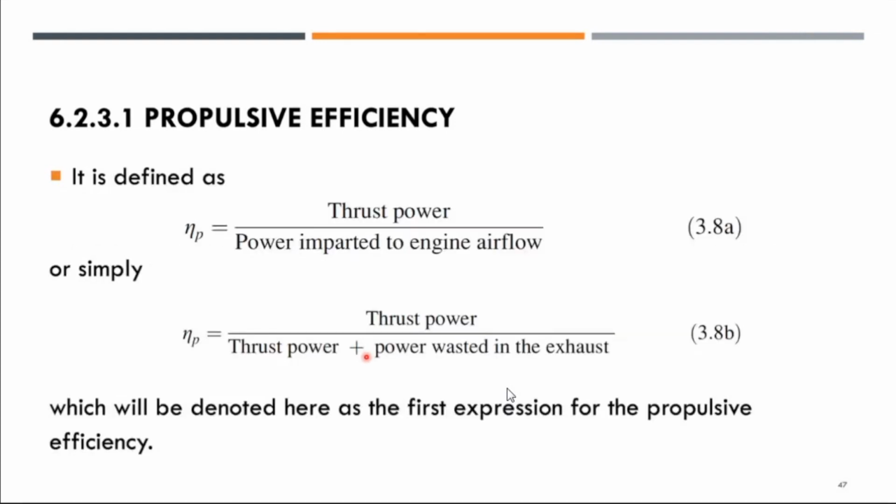The thrust efficiency can be defined as follows. It is a ratio of the thrust power to the power imparted to the engine airflow. So this is equation 3.8a, or simply the thrust power over the thrust power plus the power wasted in the exhaust. It can be either equation 3.8a or 3.8b, which is denoted here as the first expression of the propulsive efficiency, the simplified form of the propulsive efficiency.